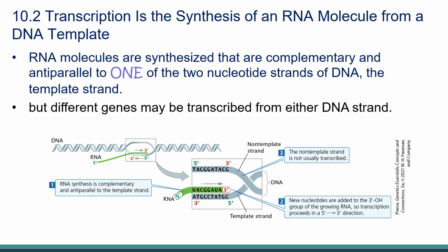We're going to start discussing our process of gene expression by going through the mechanism of transcription. And the goal of transcription is to produce a messenger RNA molecule from a DNA template. Now, there are a few things about this process that are similar to DNA replication, but there are a few things that make it very, very different. The first one is that RNA molecules are synthesized that are complementary and anti-parallel, just like in DNA replication. But we only copy one strand of the DNA molecule. That's because messenger RNA is single-stranded.